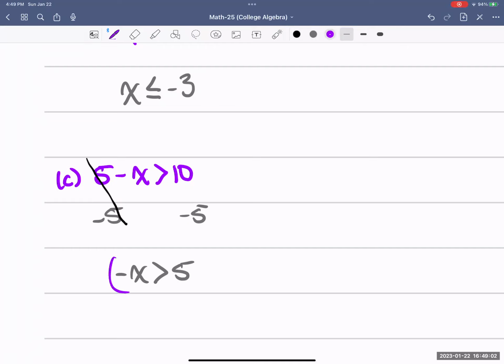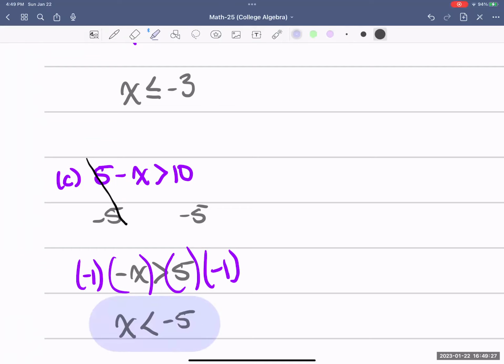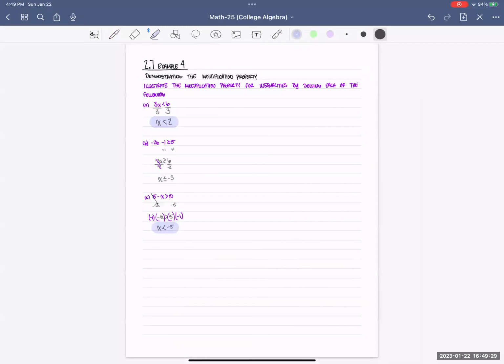And to get x by itself, we're going to multiply it by a negative 1. And that leaves us with positive x. Since we multiplied or divided by negative 1, we're switching the direction of the sign. So instead of it being greater than, we now have less than. X is less than negative 5. And that's our solution, just to make sure. Yep, that's it.